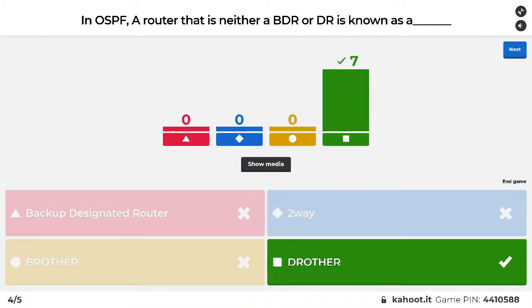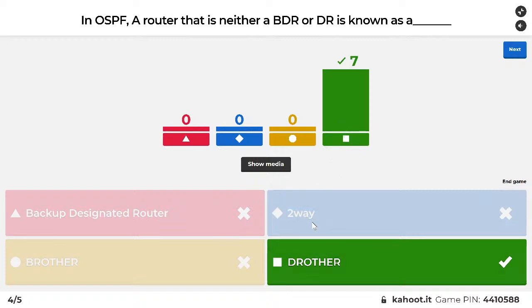Y'all all got this one correct. That's good to go. I'm glad y'all were paying attention. So in OSPF, a router that is neither a DR or BDR, right? BDR stands for backup designated router, so we know that's out of the question. Then it says two-way. No, two-way is a relationship that occurs between DROthers. So that's the relationship type.